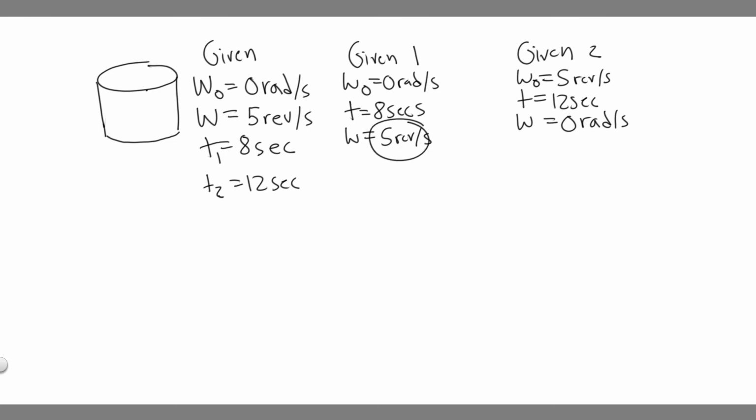I'll show you how to do it for this one. 5 revolutions per second. We know 1 rev is equal to 2 pi radians. Notice the revolutions cancel. 5 times 2 pi is just 10 pi. So it's 10 pi radians per second. All we're doing is multiplying by 2 pi. So this is also just going to be 10 pi radians per second.